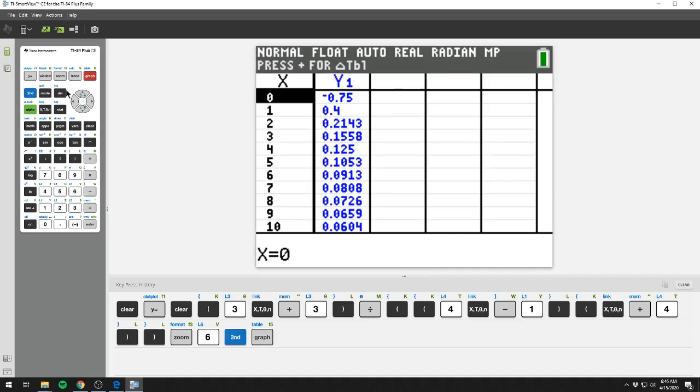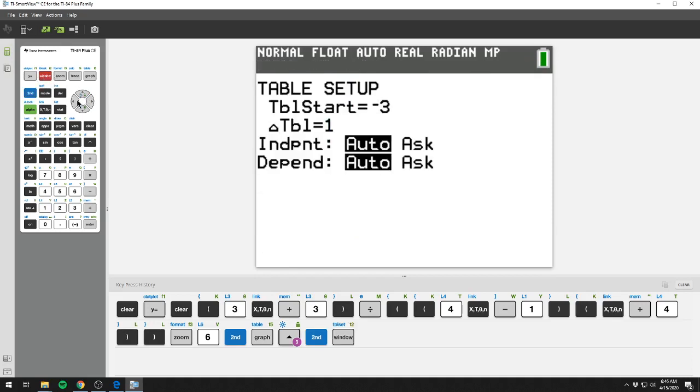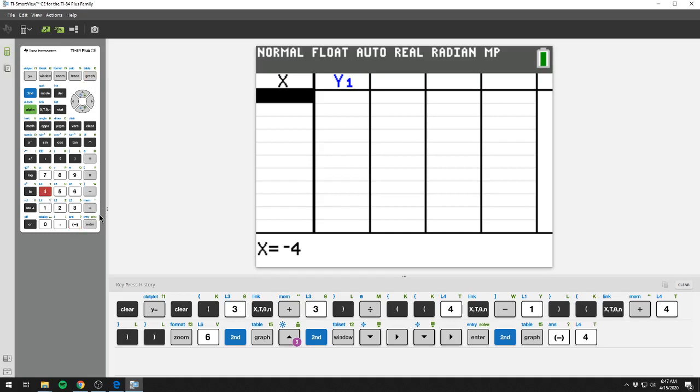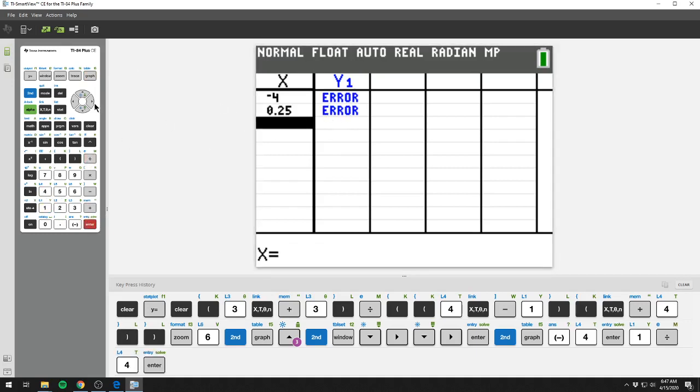And one thing I can point out here, if you hit second graph, it brings up this table. Most of them are automatically set up like this, where it has 0, 1, 2, blah, blah, blah. And if you scroll up, you should have the negative integers. If you hit second table set, this is what I always tell everyone at the beginning of my classes. For the independent variable on auto, if you switch over to ask and highlight that and go back to the table, what you can do is type in the x values you want to. So if I type in -4 and if I type in 1/4, you'll get an error for both.